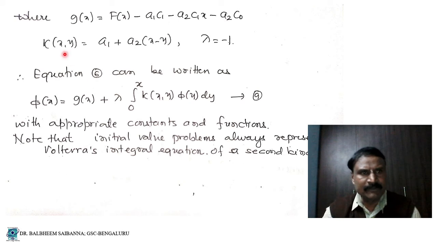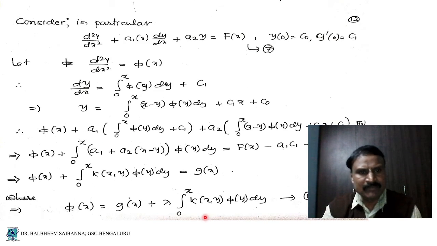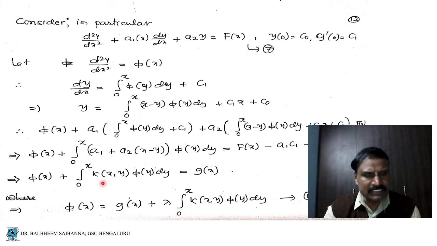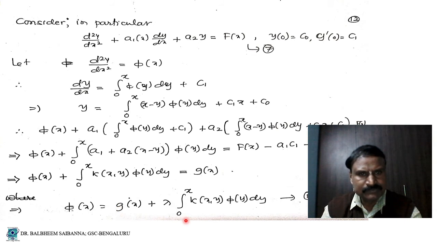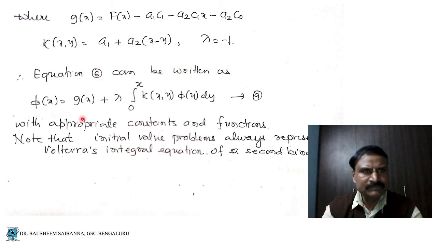So that is there here. K of x comma y is equal to a1 plus a2 times (x minus y). Lambda is equal to minus 1. Look here, lambda is equal to minus 1, only then do we write this integral here with a plus. Suppose this is taken to the left hand side, what will we get? Lambda is equal to minus 1. So this is one example.